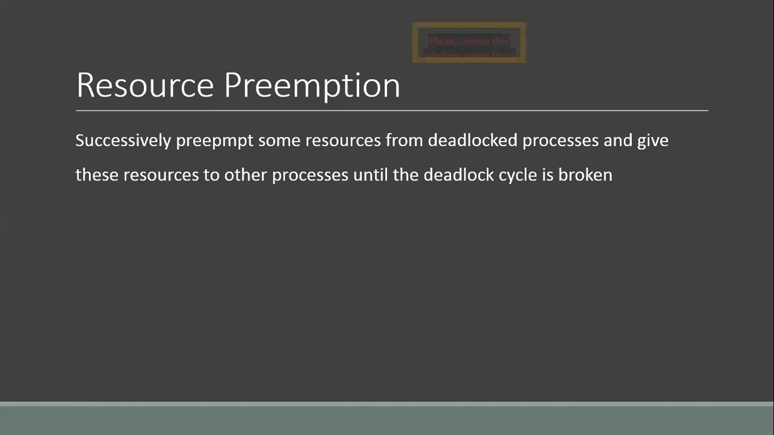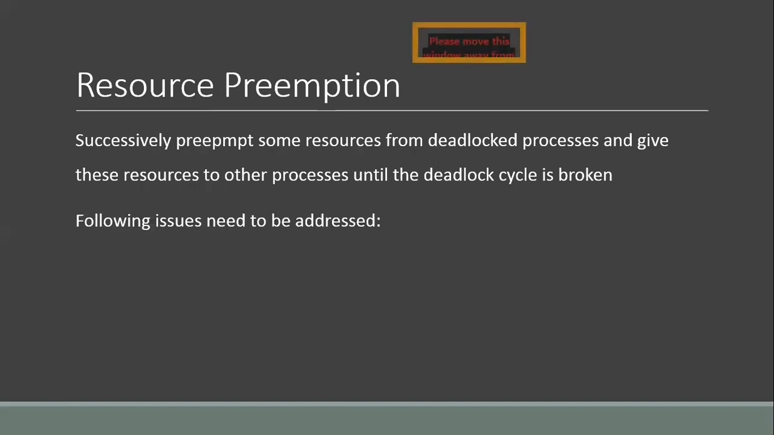Resource preemption. This is the second approach that the system can use instead of terminating the processes. In resource preemption, the system will successively preempt some resources. Preemption means it will take resources back from the deadlocked processes and give these resources to other processes until the deadlock cycle is broken.